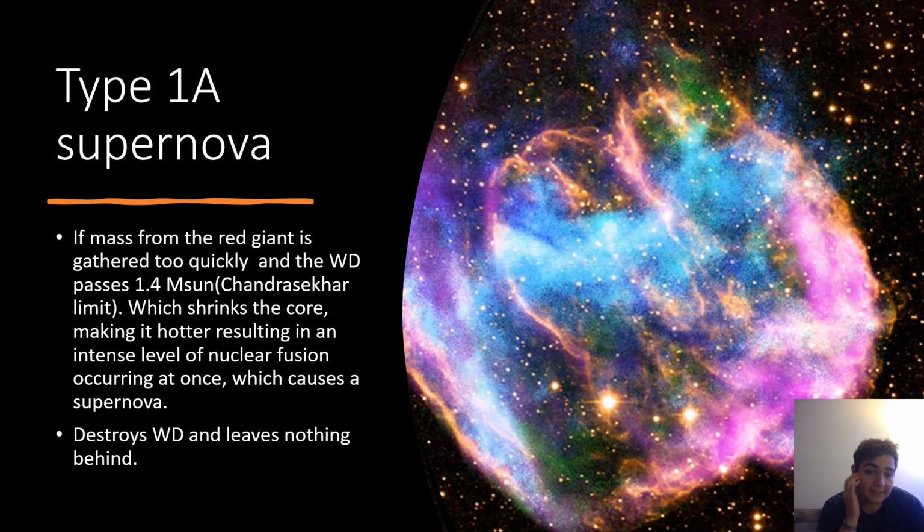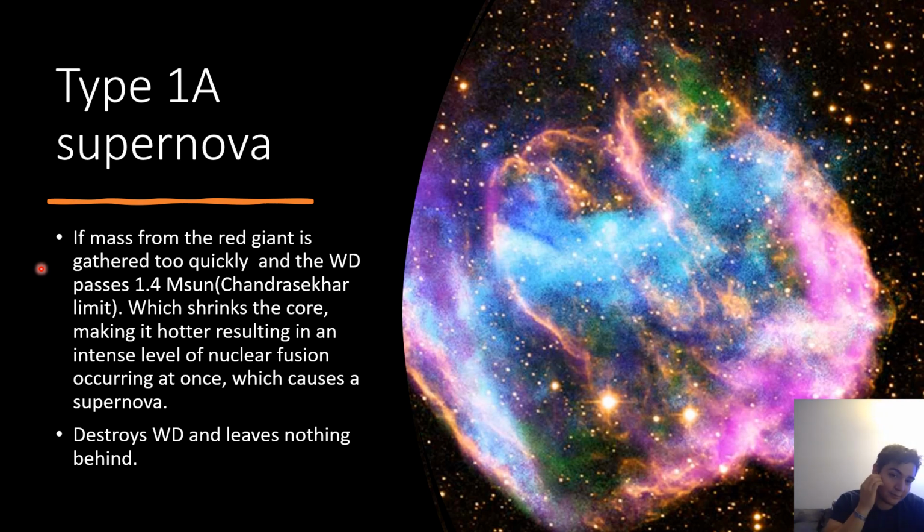The other situation that could occur is a type 1a supernova, which, if the mass from the red giant is gathered too quickly, a white dwarf could grab more mass than it can hold on to, which that number is 1.4 solar masses, which also goes by the term, I might butcher this, the Chandrasekhar limit.